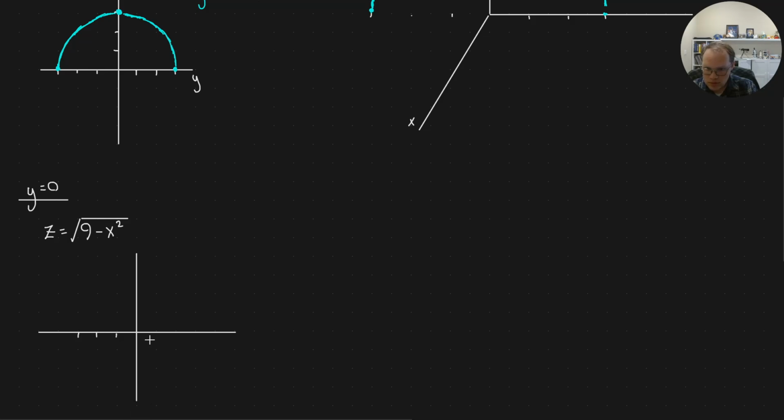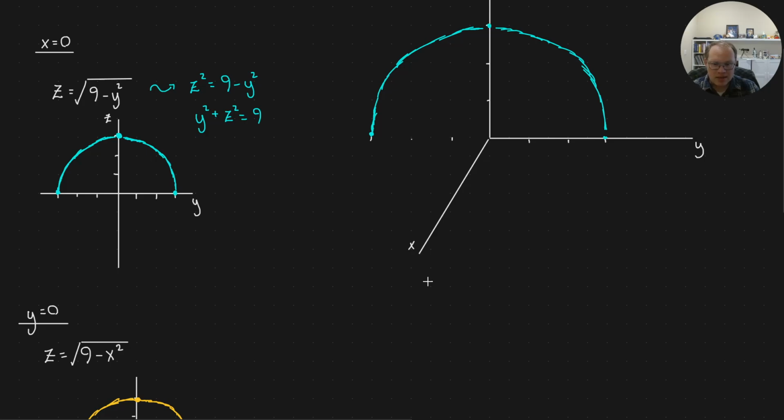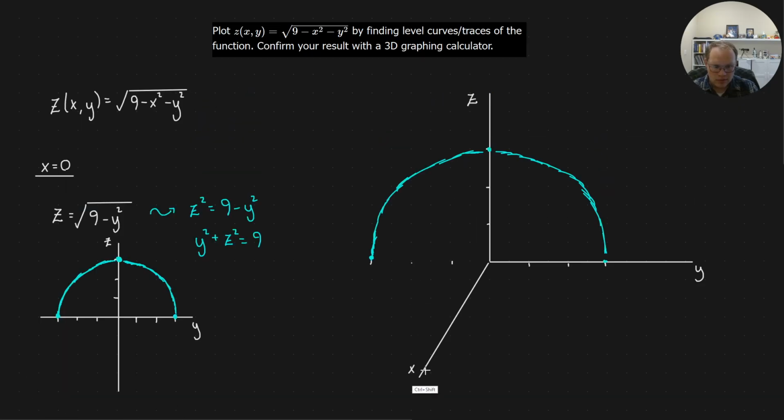So 1, 2, 3, 1, 2, 3, 1, 2, 3. We're going to go through those 3 points, and we get our half circle. Okay, so that'll be the xz plane. We'll go 3 units this way and 3 units this way. And this.